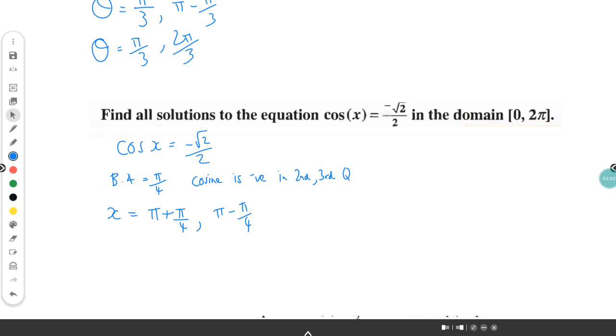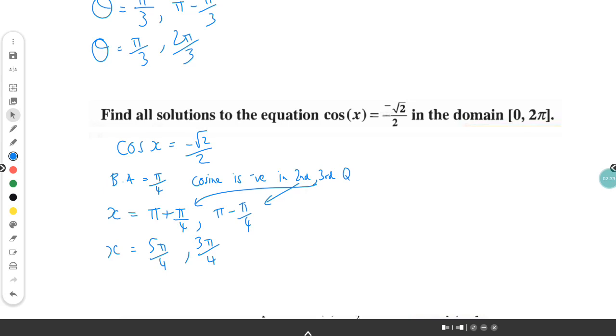So second quadrant, third quadrant. There we are. So x equals, what's pi plus pi on 4? 5 pi on 4. Remembering pi is 4 pi on 4. And pi minus pi on 4 is 3 pi on 4. There's my two answers to that trig equation.